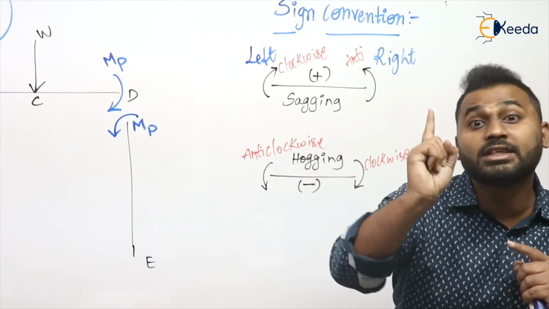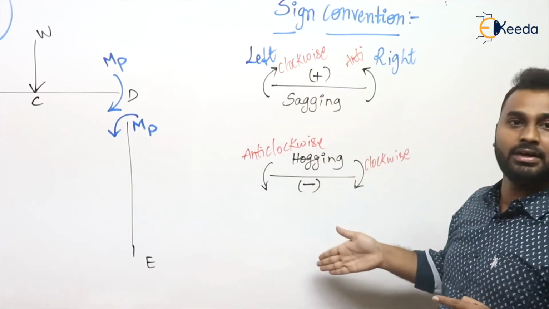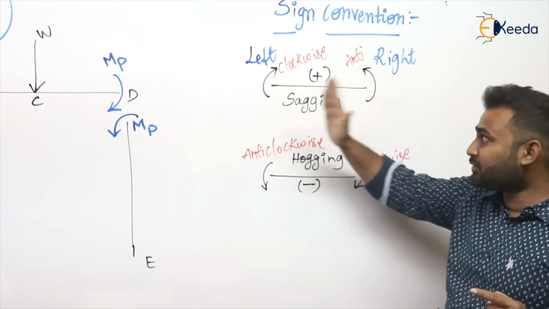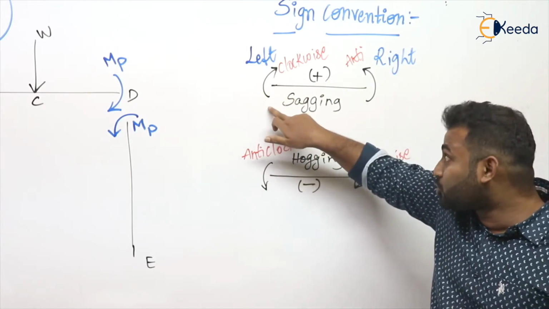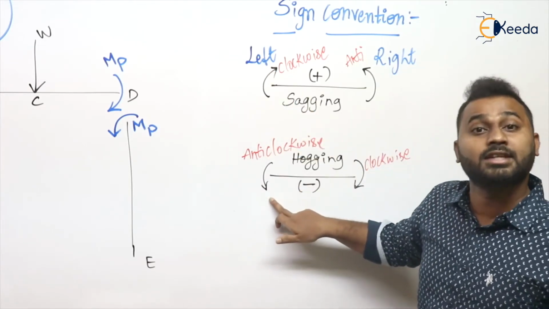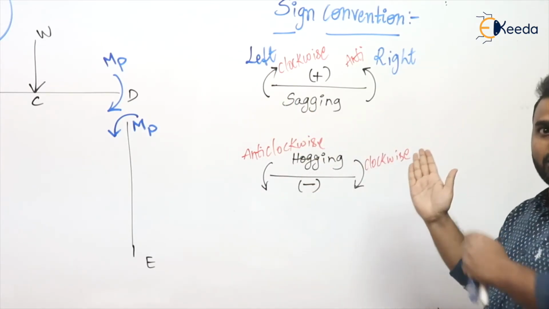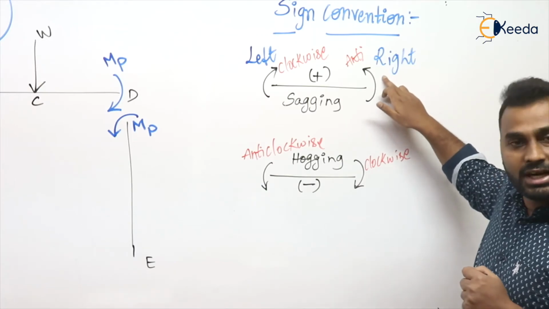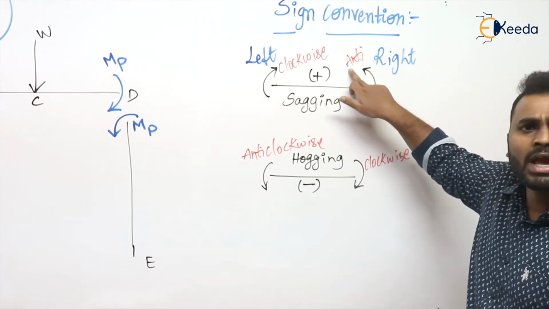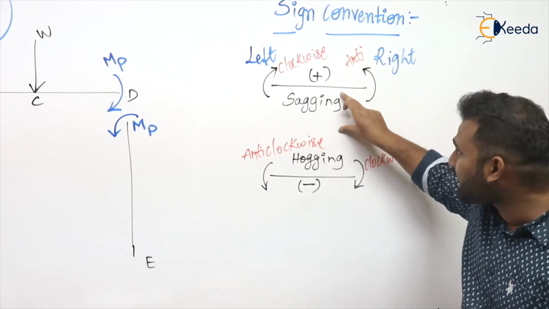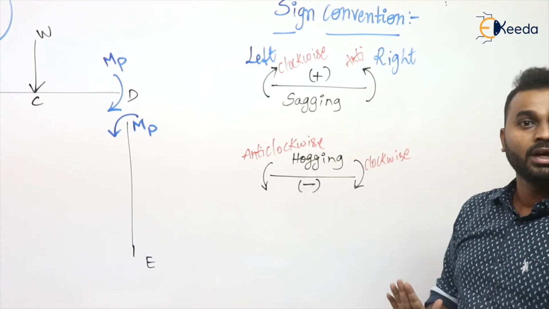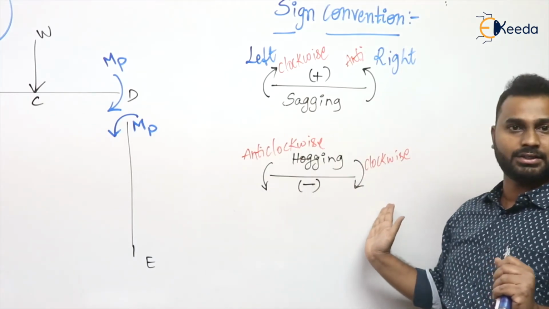So how do we decide whether a single moment is sagging or hogging? This is the way: consider either from the left or right. If you are considering from the left and the moment comes to be clockwise, then it is positive. If the moment is anti-clockwise, then it is negative. In the same way, the opposite applies if you consider from the right side. If it is anti-clockwise, then the moment is sagging, positive. If it is clockwise, then the moment is negative. Is that okay? These two are the required things which we have discussed.